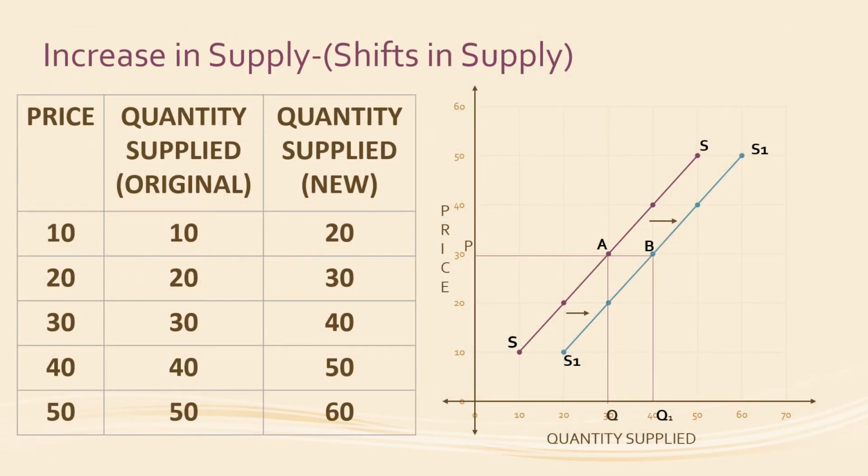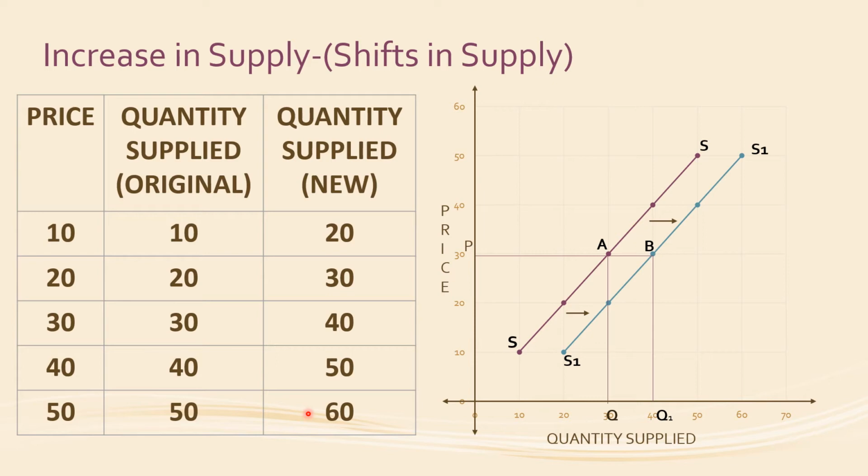Let us take the first case of shifts in supply, and that is increase in supply. You can see here there is a supply schedule. In this schedule we are showing the various prices and quantity supplied initially of a particular commodity or good, and then in the third column we are showing the new quantity supplied, which happens due to change in other factors other than price. But what kind of changes? We're talking about changes that are favorable to the supplier, producer or firm.